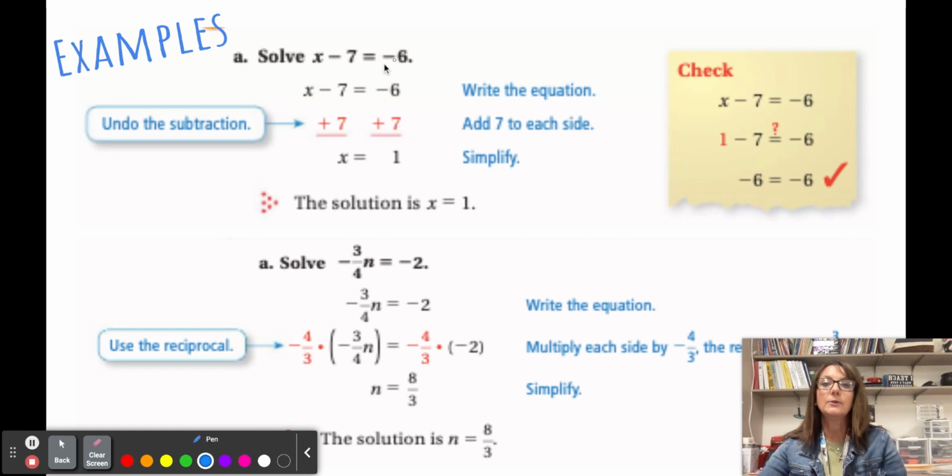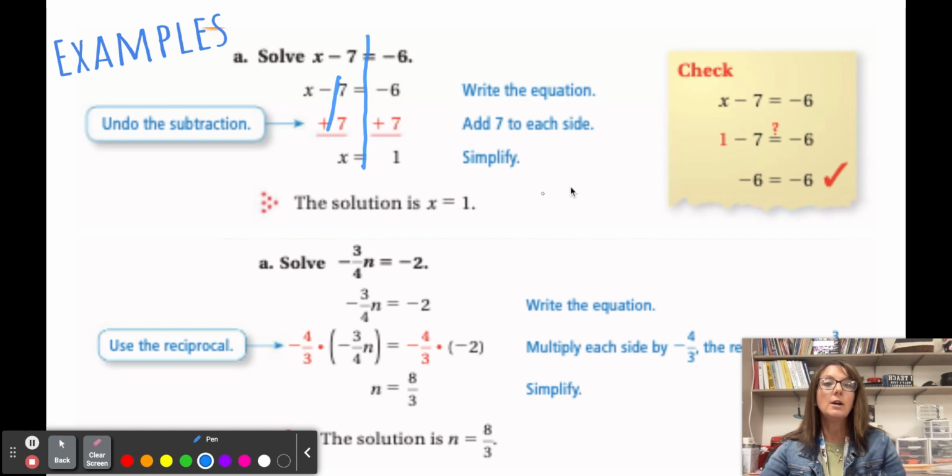Okay, in this first one, x minus 7 is equal to negative 6. So we are undoing this subtraction. So we will be adding 7. That's the additive inverse. Notice that this negative 7 and positive 7 will undo each other and make a zero pair. Sometimes I like to cross that out. Then we take negative 6 plus 7, which is 1.